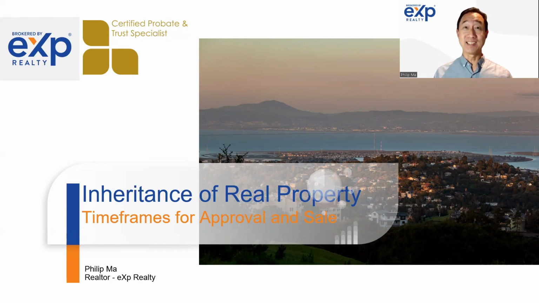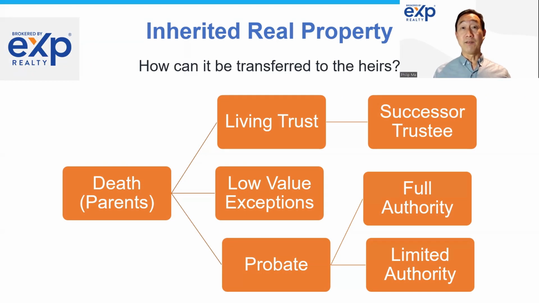Let's do this. Now, the process of inheriting real property always begins, unfortunately, with the death of a loved one, usually the parents who own the property. The first way that the property could be inherited is through a living trust. This is the most straightforward way because the property is already owned by the trust.